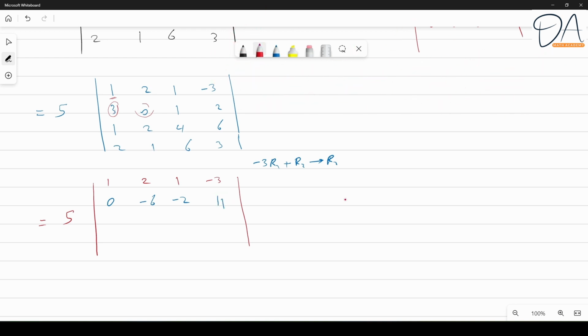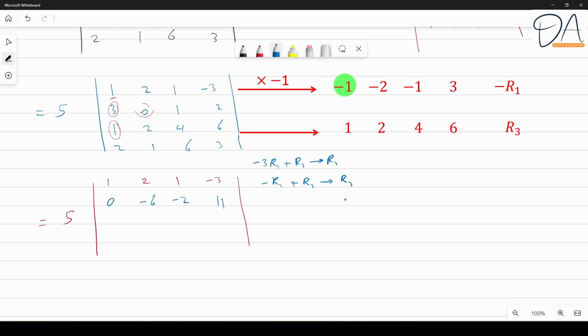Then we need to move to the next row, and we are trying to introduce 0 here. So this is easy because the two elements are equal in value. What we need is just a minus sign for the first row. So we can use minus R1 plus R3, and this becomes the new R3. Minus 1 times 1 gives you minus 1, plus 1 gives you 0. Minus 1 times 2 gives you minus 2, plus 2 gives you 0. Minus 1 times 1 gives you minus 1, plus 4 gives you 3. Minus 1 times minus 3 gives you 3, plus 6 gives you 9.